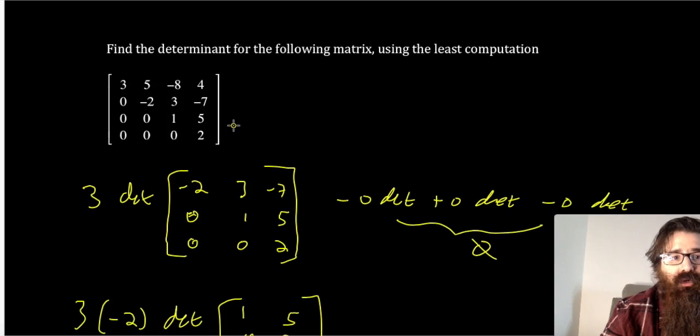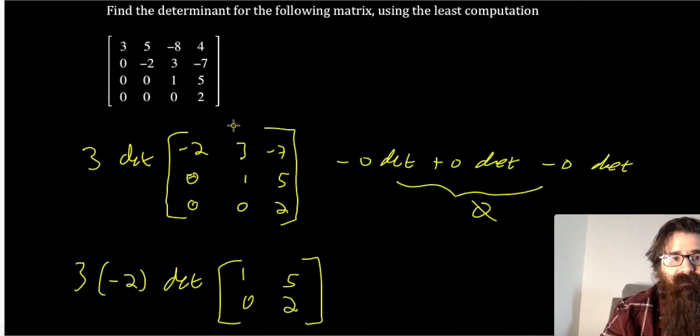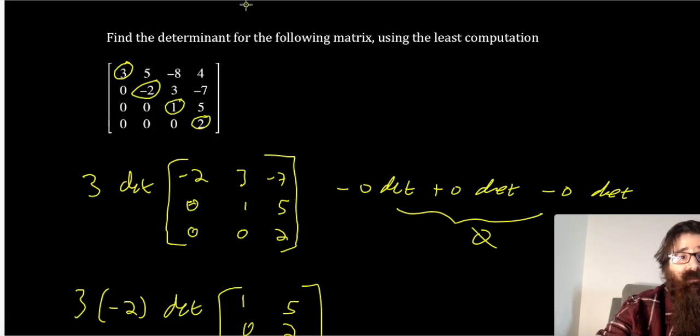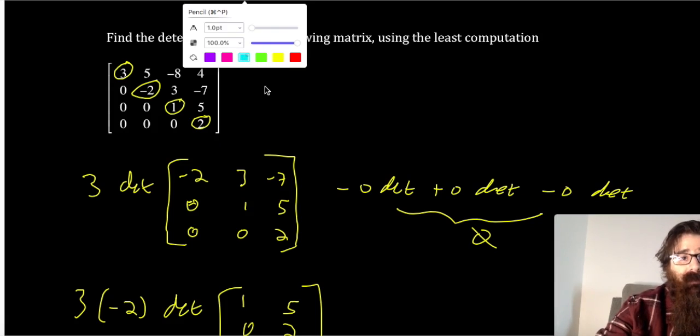It would be good to notice something about this. 3 times -2 times 1 times 2. And maybe you see this a bit in the mechanics of what had happened. But it's these entries along the main diagonal. Now what we actually have here, and we'll take a look at a theorem in just a bit, is a triangular matrix. This in particular is an upper triangular matrix.